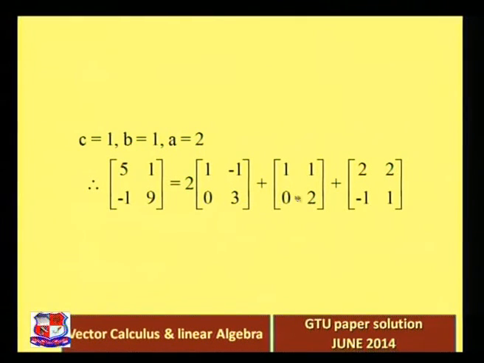Linear combination of these 2 cross 2 matrices, because A is 2, B is 1, C is 1. So [5 1; -1 9] is equal to 2 into [1 -1; 0 3] plus 1 into [1 1; 0 2] plus 1 into [2 2; -1 1]. So here we expressed this matrix as a linear combination of these 3 matrices quite easily. So we solved this question. Next question.